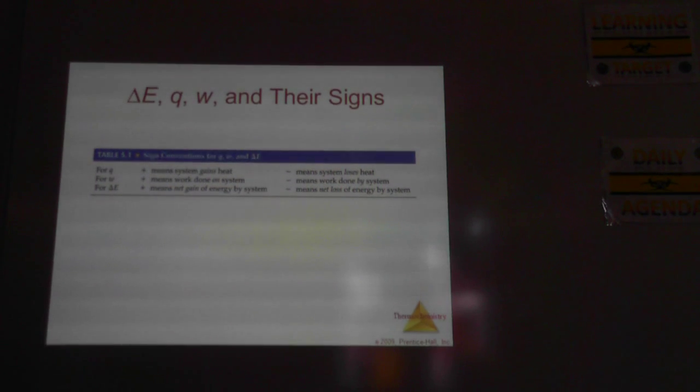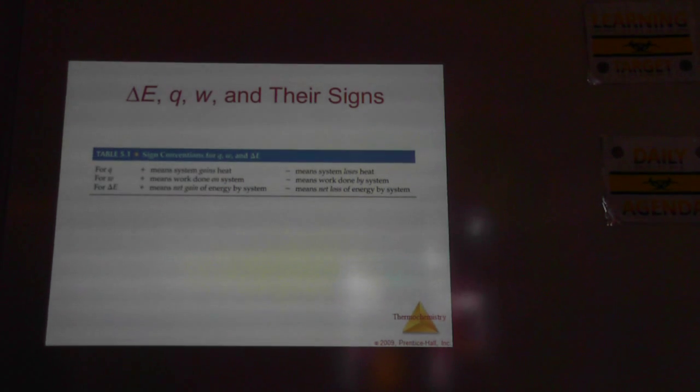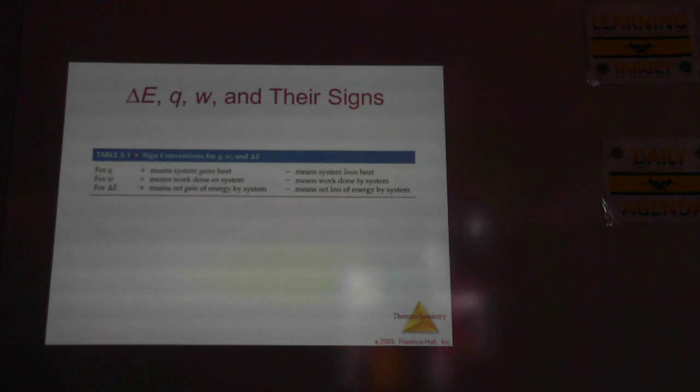And so this table is in your book. It's Table 5.1. If the Q is positive, that means that the system is gaining heat. If the Q is negative, that means the system is losing heat. If the W is positive, that means work is being done on the system. And if it is negative, that means work is being done by the system, or another way to think of that is work is being done by the surroundings. And then finally, for the change in internal energy, a positive value means that there is a net gain of energy by the system, and negative means that there is a net loss of energy by the system.